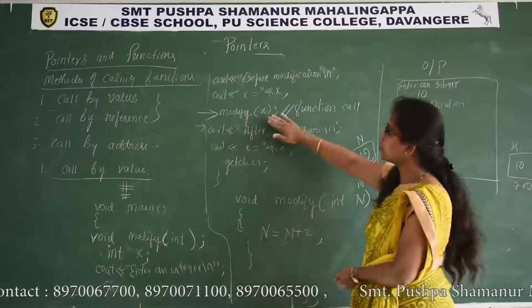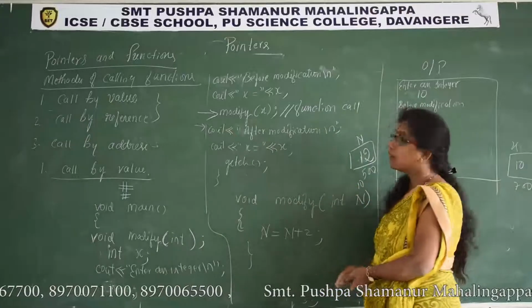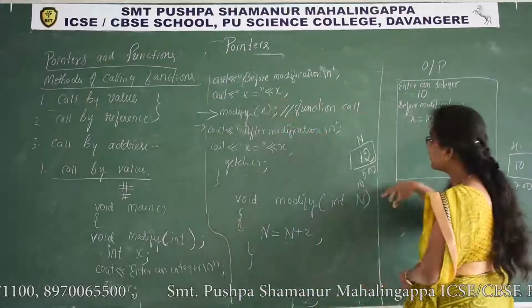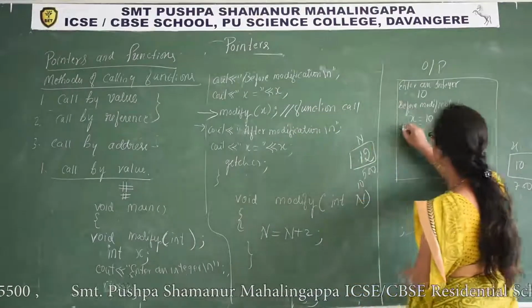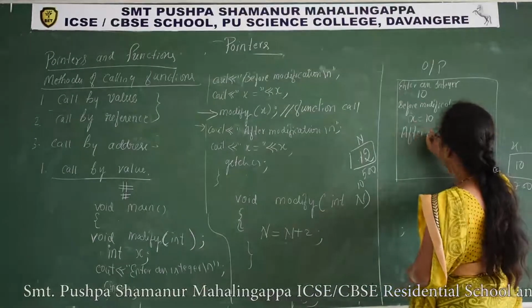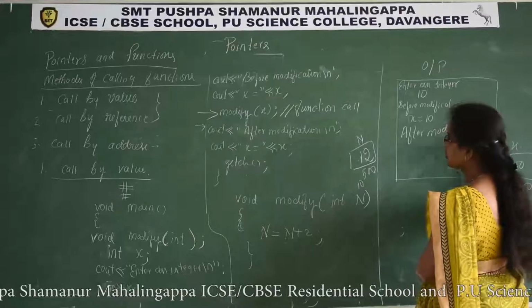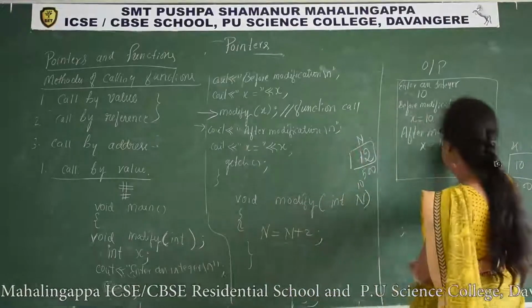So we thought that the value is modified. Yes, of course the value is modified, but not in the actual argument. It's modified in the formal argument. So after you display this, after modification, x is equal to, what is there in the x? Still 10 is there. 10 will be displayed.